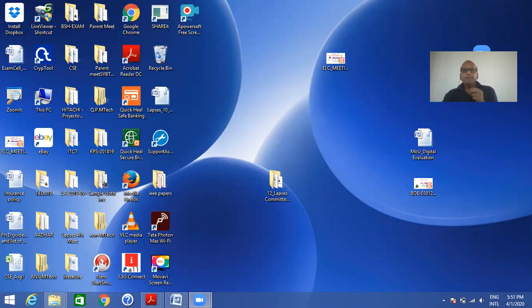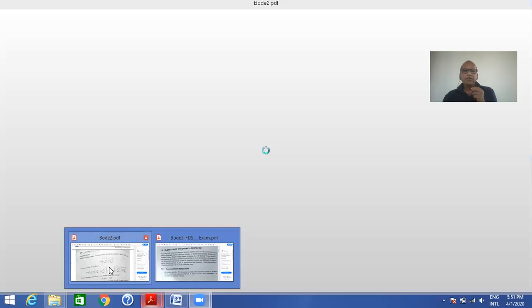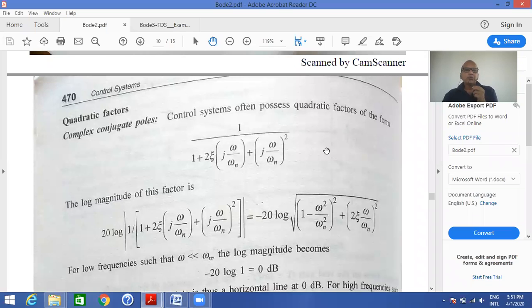In the previous video, we saw how to draw the asymptotic plot for a pole at the origin, multiple poles at the origin, a simple pole and a zero on the real axis, multiple poles and a zero on the real axis, and the phase angle of each and every frequency component.